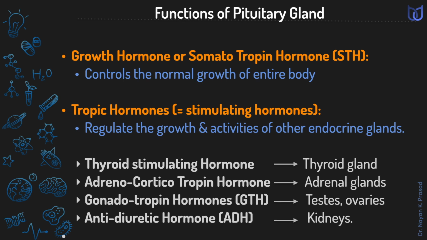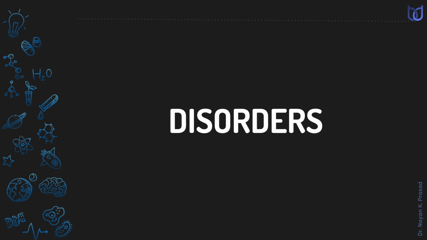Thyroid stimulating hormone regulates the activities of thyroid gland. Adrenocorticotropin hormone stimulates the activity of adrenal glands. Gonadotropin hormones control various activities of gonads. Remember, gonads include testes and ovaries. Antidiuretic hormone regulates urine formation in kidneys. Thus, different hormones control different activities of different glands or organs. Now, let us talk about the disorders caused due to higher or lower level of hormones. Higher level of a hormone is called hypersecretion and lower level is called hyposecretion.